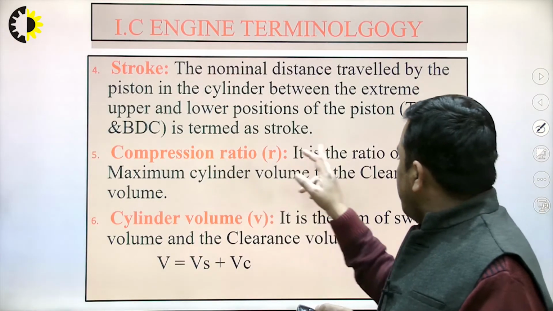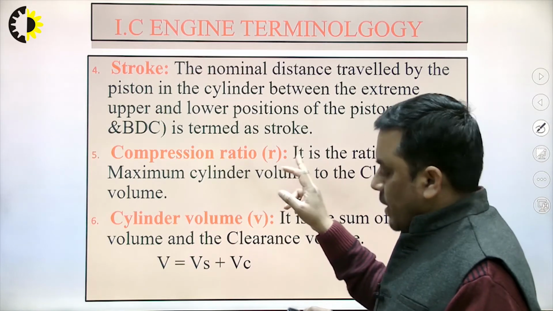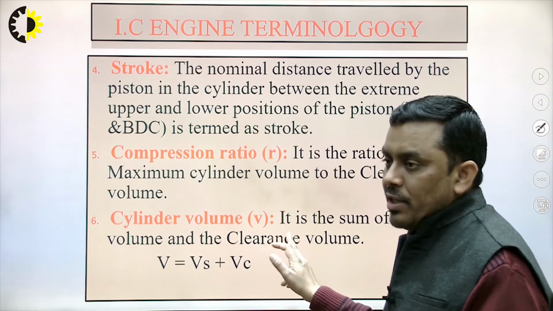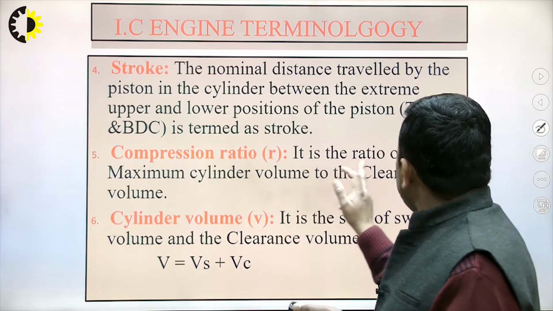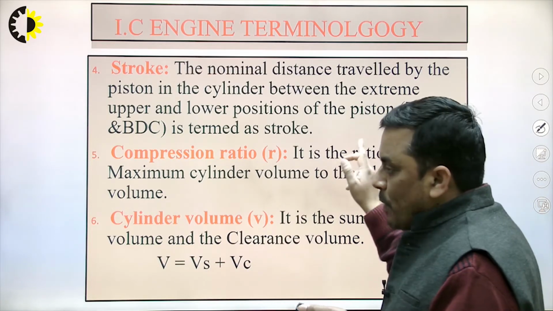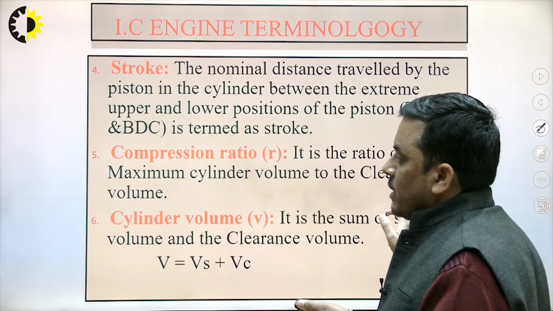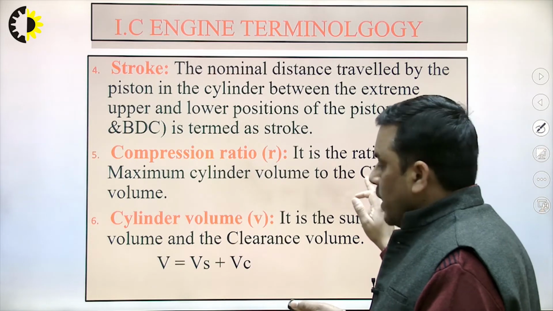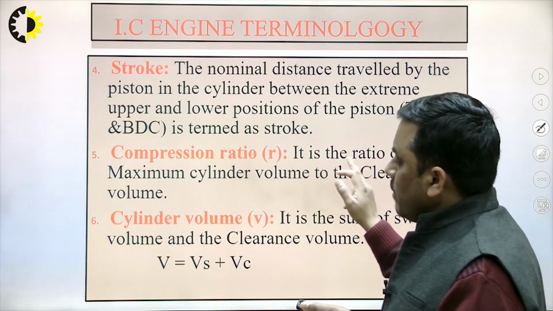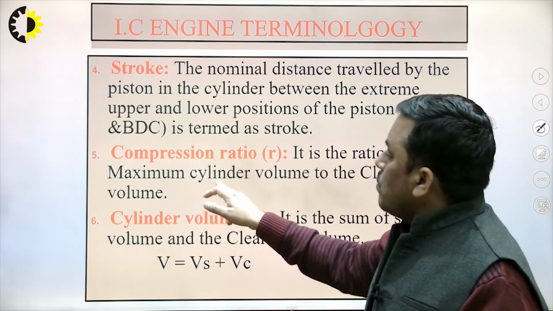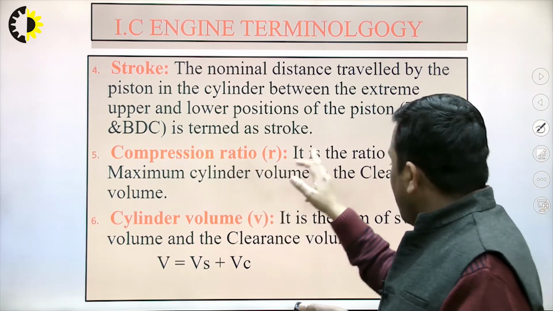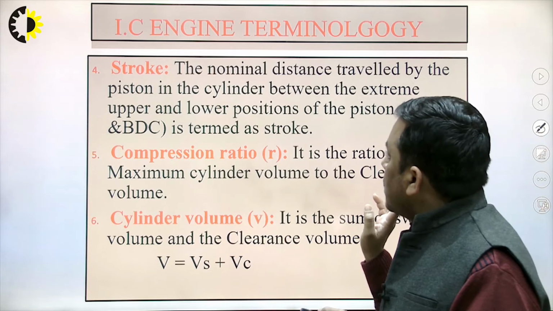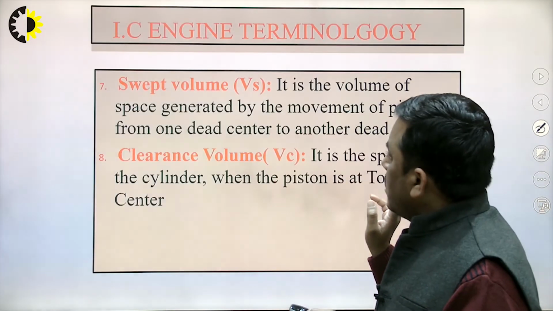And compression ratio is the ratio of maximum cylinder volume, that means the sum of Vs and Vc, swept and clearance volume, to the clearance volume, because maximum possible compression is up to the clearance volume. The minimum volume available in the cylinder is the clearance volume. So maximum cylinder volume divided by clearance volume can be the maximum compression ratio available.